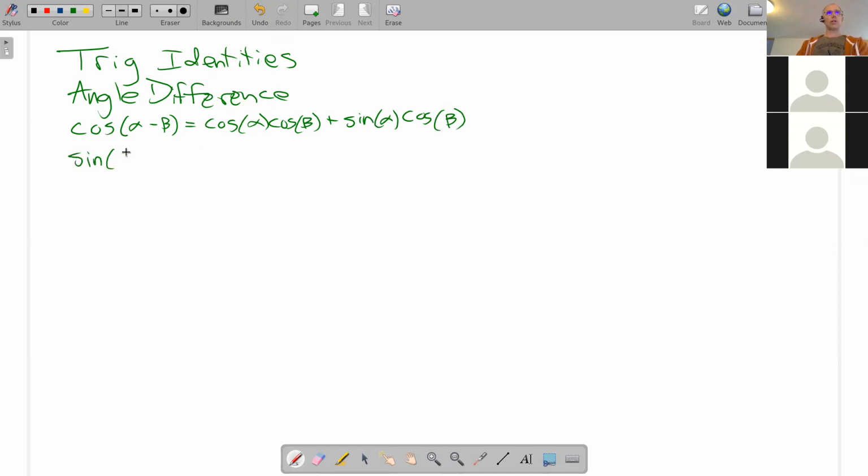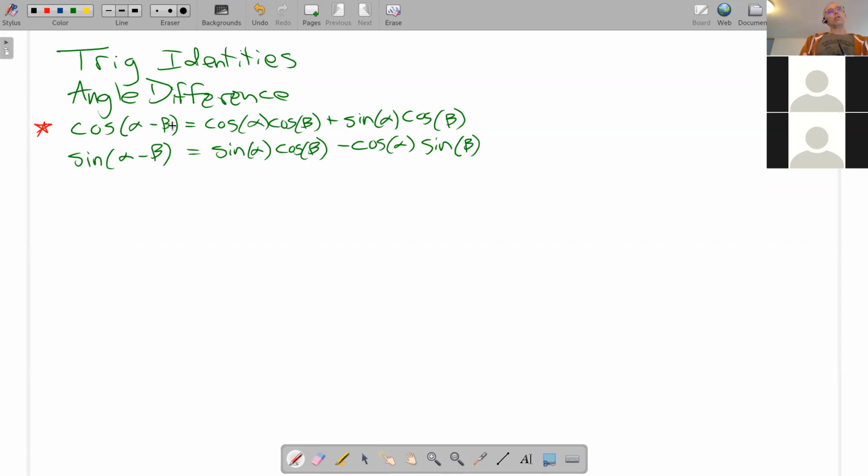Sine of the difference of two angles, alpha minus beta, is the sine of alpha cosine of beta minus cosine of alpha sine of beta. And a couple things to think about here to try and get these straight. Cosine, we're going to come back to this one. This, I think, is one of the more important ones right there.